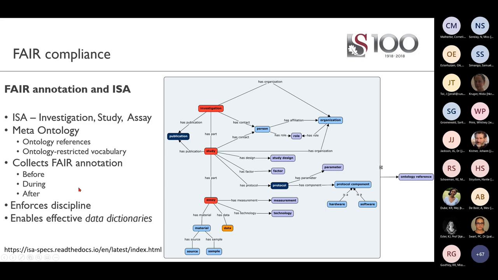So your descriptions become ontology restricted vocabularies. And by instituting this, we will be able to collect FAIR annotation before, during, and after a study or assay. It enforces the discipline of collecting that information, and it enables effective data dictionaries. This is something that people don't do very well. A data dictionary is an almost obligatory component of a study before you really collect the data, so that you can adequately describe it and share it.